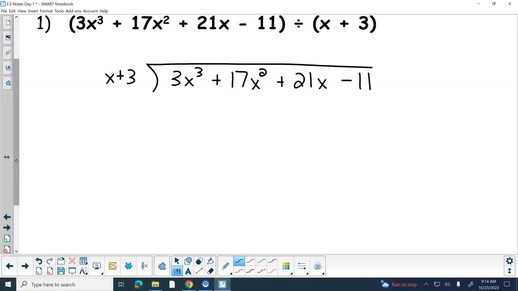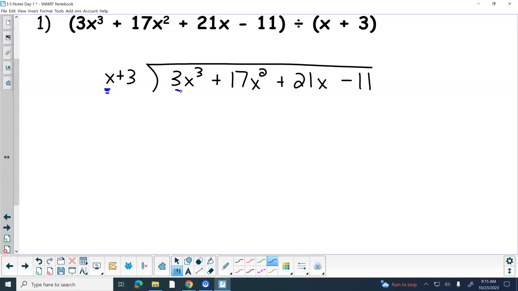in that last problem, we looked at how many times the outside went into the first 2 digits on the inside, correct? Okay? So what we're going to do in this is we're going to look at how many times x goes into x cubed. Another way of saying that is, what can I multiply x by to get 3x cubed? 3x squared. 3x squared, okay?